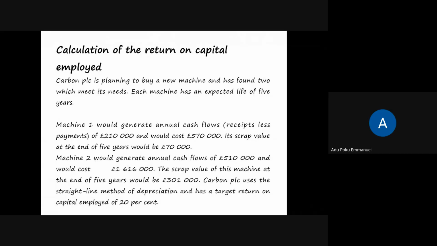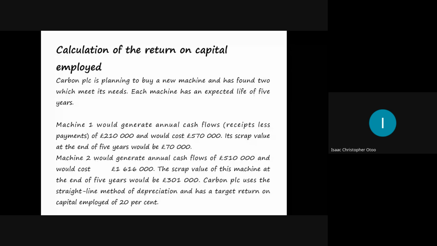Let's see machine one. It generates annual cash flows of 210,000 and would cost us 570,000. Its scrap value at the end of the 5 years will be 70,000. Please use your phone to take a picture of this. With this question, depreciation has not been calculated for you, so you have to calculate your own depreciation.